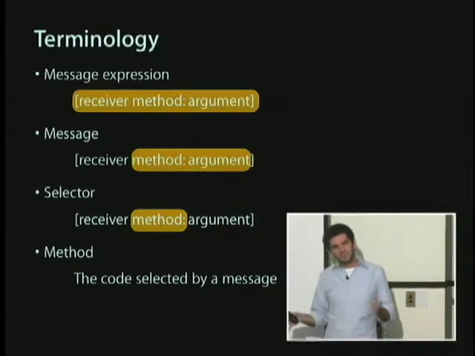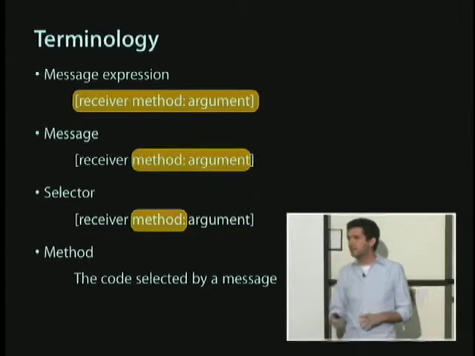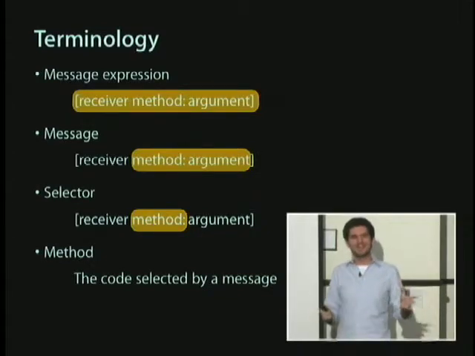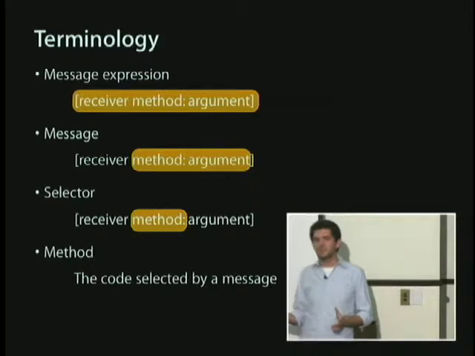So there's a little potential for confusion here because it's pretty similar. You might wonder what the difference between a method and a selector is, and that's a valid question. I'm going to try and explain that, and we'll see how clear it ends up being. I would liken it to functions and function pointers in C.